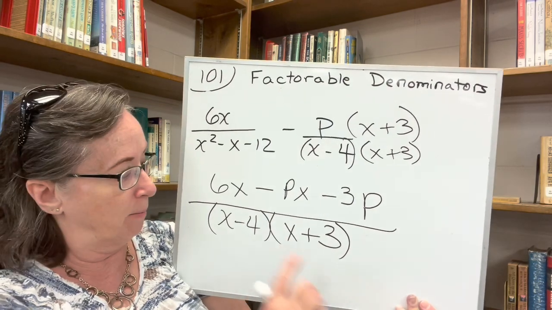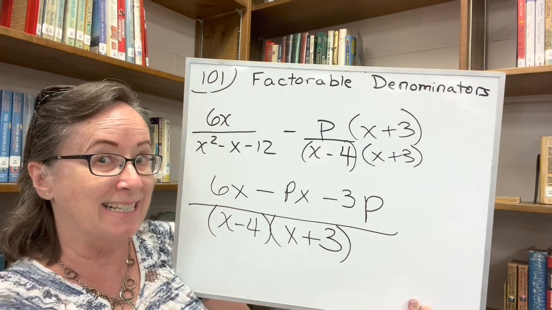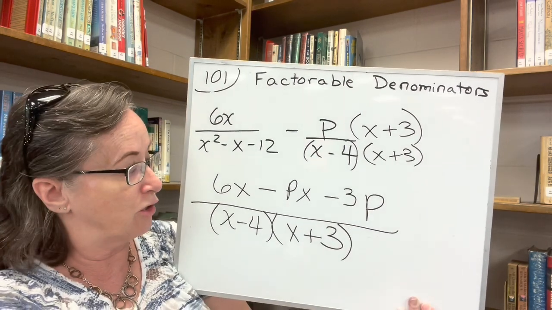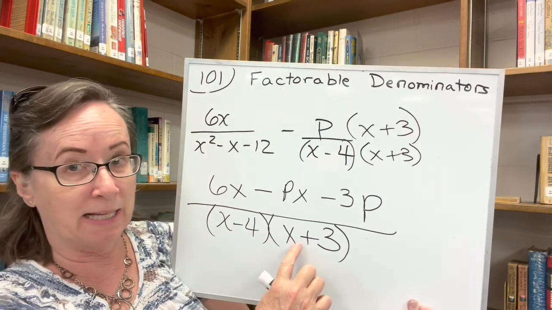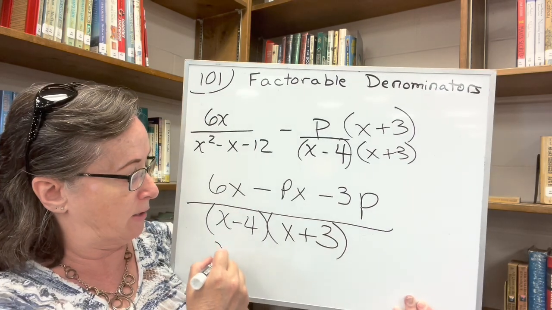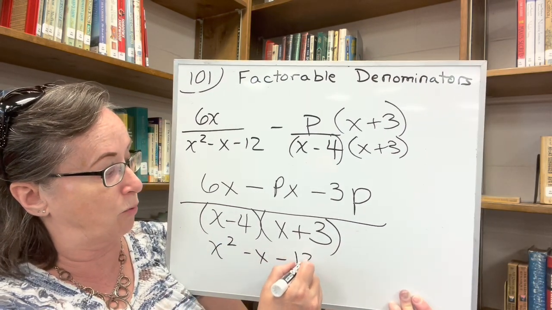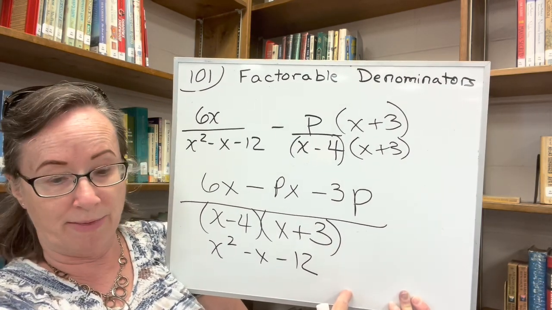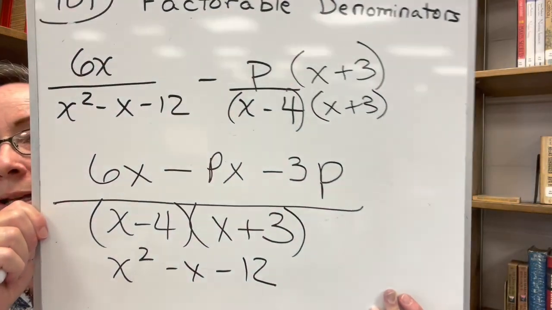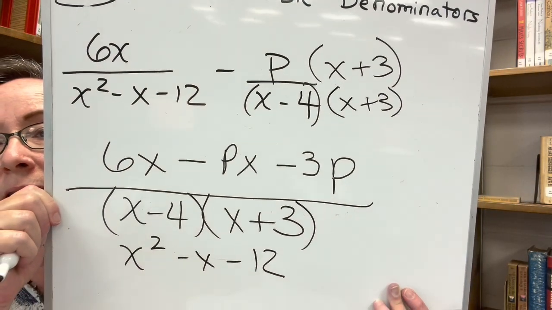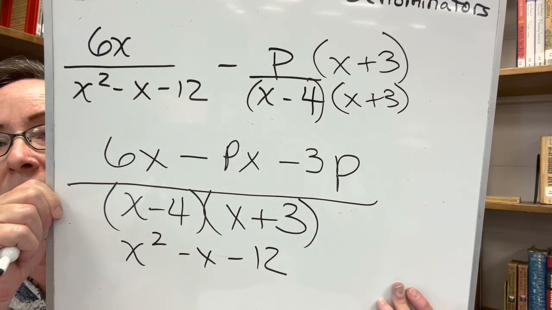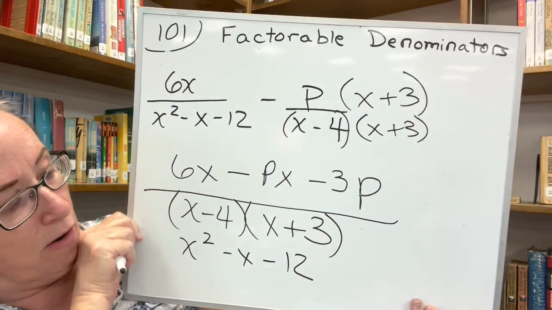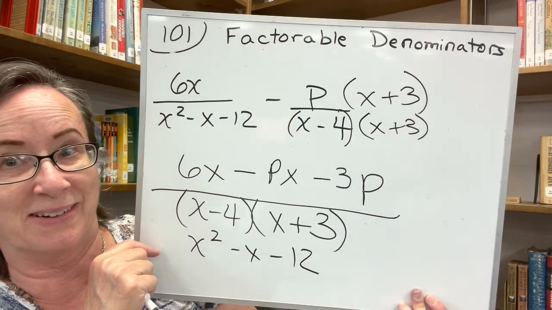Now, your book multiplies this back together. That's entirely up to you. I allow my students to leave their answer in factored form. So whether you wrote x minus 4 times x plus 3, or whether you changed it back to x squared minus x minus 12, I would have counted either one of these as a correct denominator for that problem. So there is problem number 1. Can you see it? So 6x minus px minus 3p over either one of those denominators is the answer.